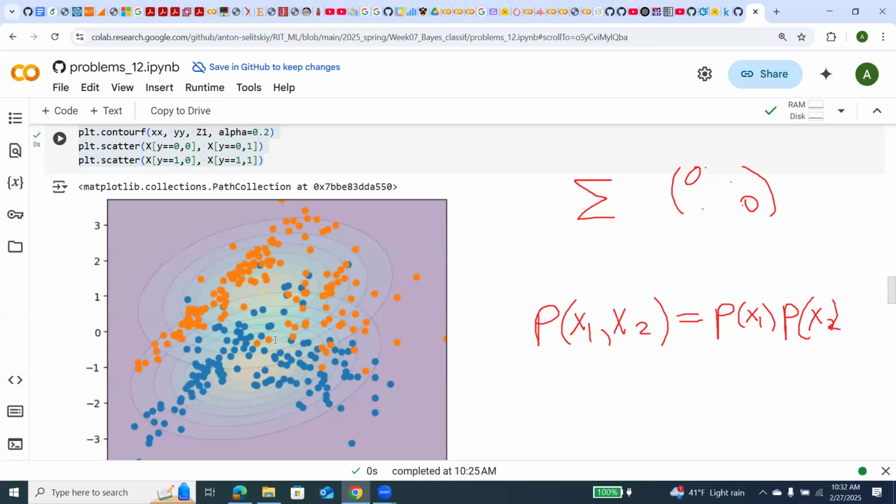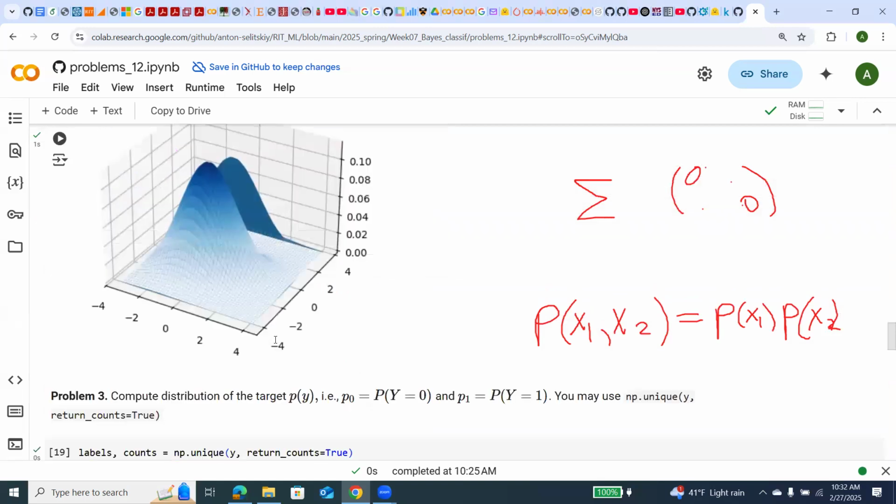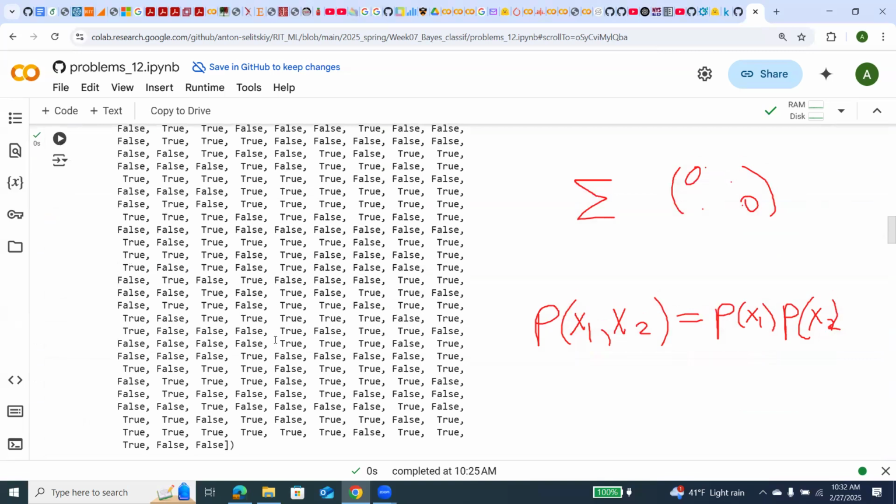Okay, now I think we're done with problem solving. Yeah, you can submit this by the end of the day. Now I want to go to the homework and solve partially one problem from the homework to make your life easier.